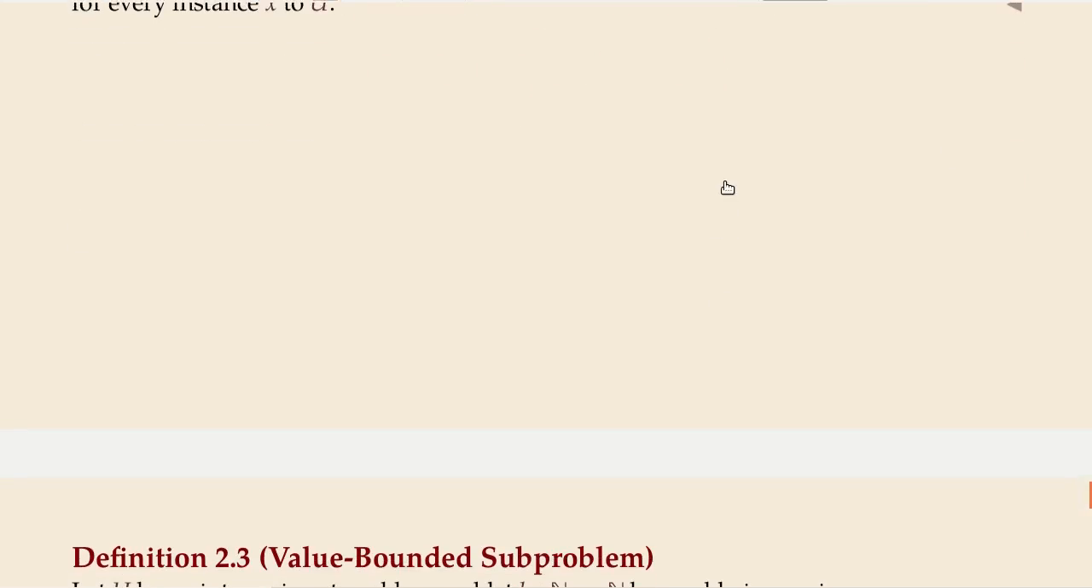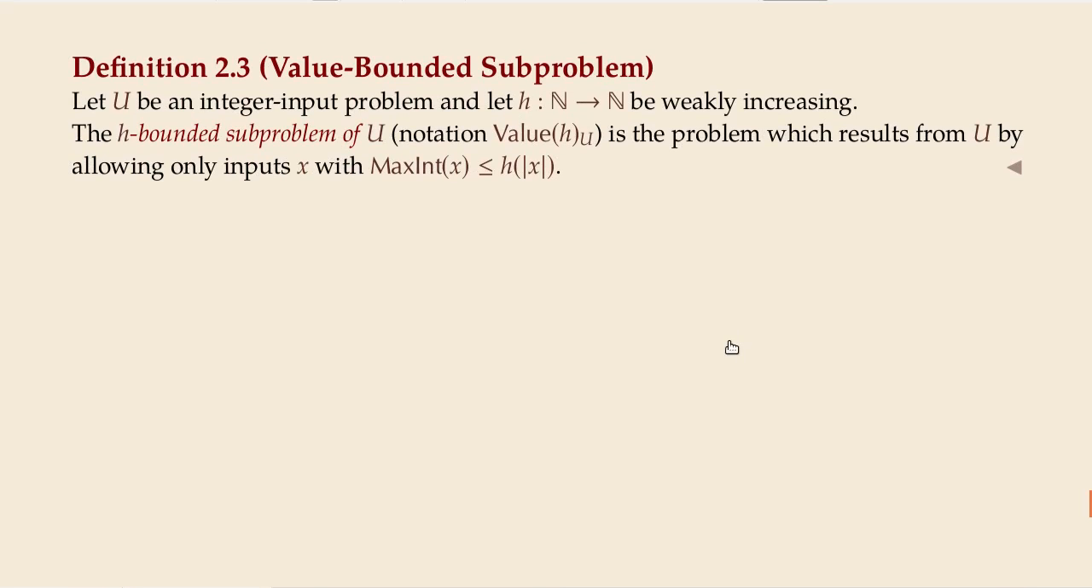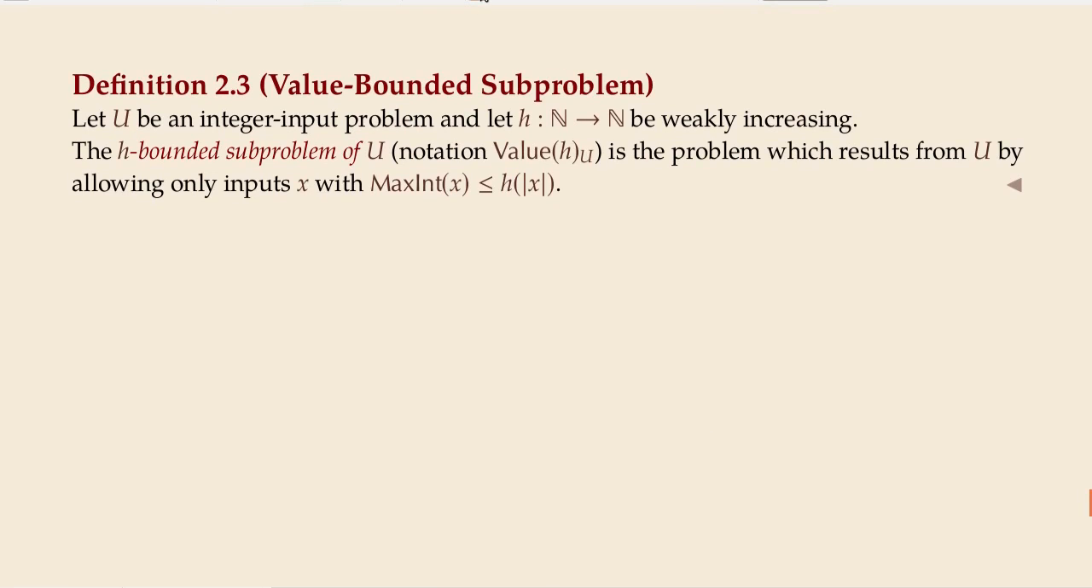So we've talked about pseudopolynomial algorithms. We found that if maxint is indeed bounded by a polynomial, then we have a good algorithm. So it makes sense to define such a thing. The value-bounded subproblem of some integer input problem has a parameter h, that's just some function. We define a new problem, value h of u, that consists of all instances where the maxint is bounded by h of the input's encoding length. Okay?